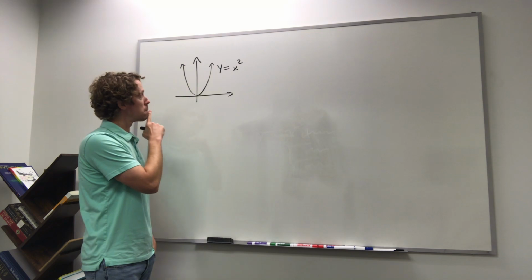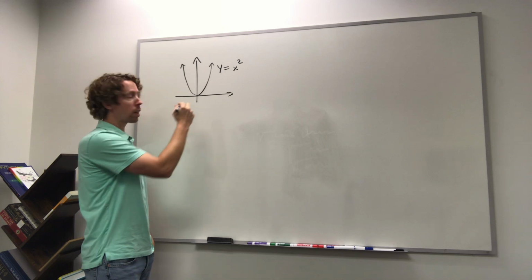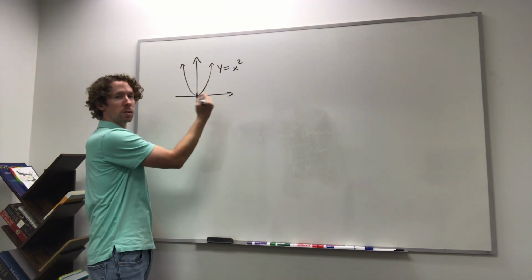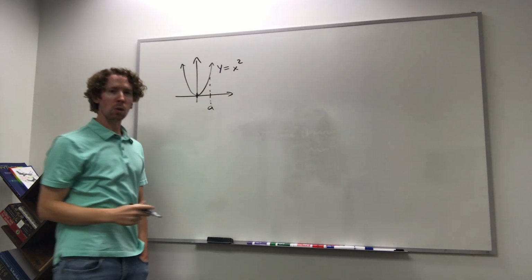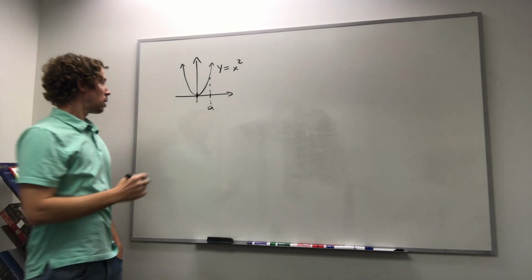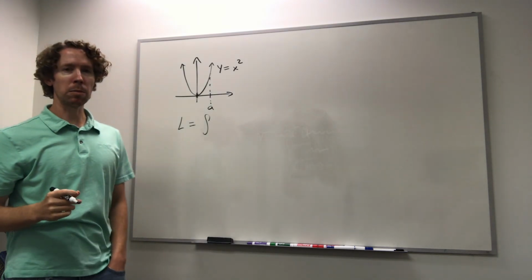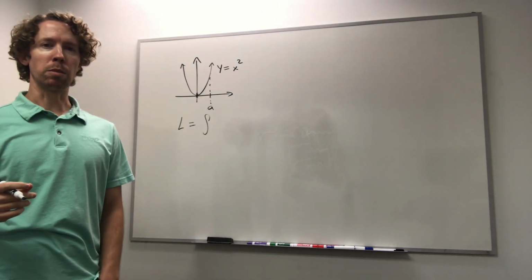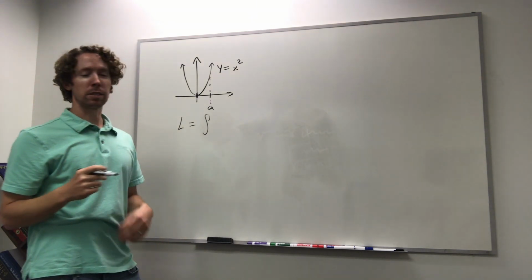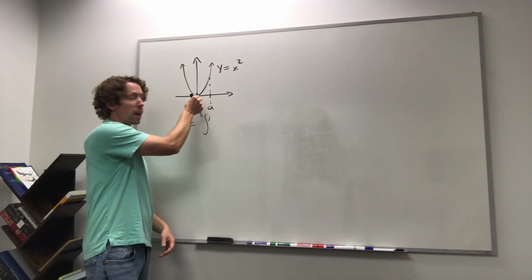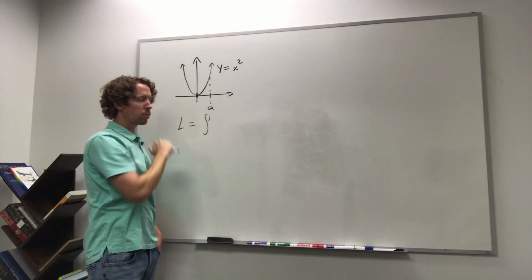For this particular problem, I want to look at y equals x squared, and I want to look at the length along this parabola from x equals 0 out to, let's say, x equals a, where a is some positive constant. The arc length comes from integrating the length element. The length element you can get using the Pythagorean theorem on a right triangle that has a length of change in x in the x direction and change in y in the y direction. You can do a little algebra.